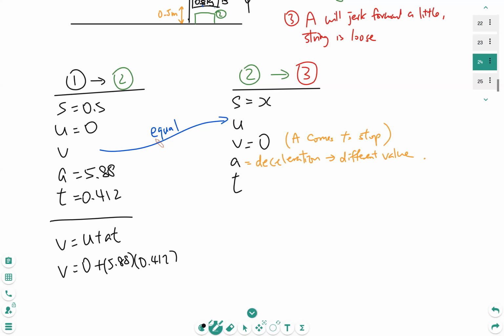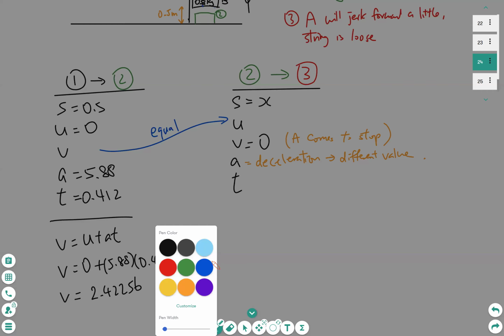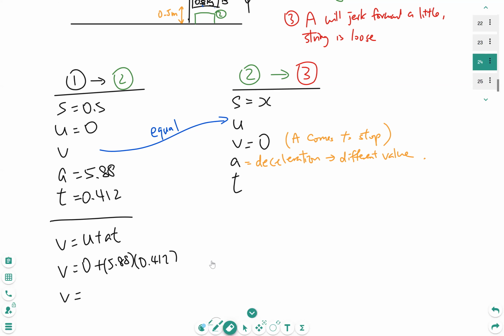5.88 times 0.412 gives me 2.42256. So V equals 2.42256, and that becomes the U for the next motion. I'm using a different color to show you the connection between the numbers.